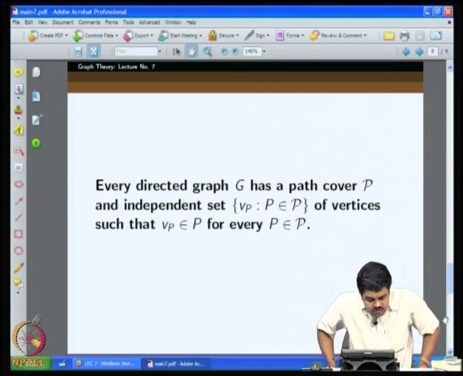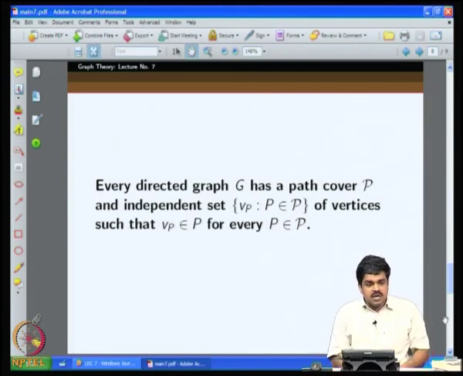We have seen that in the undirected case, we could make an independent set from the paths in the minimum path cover by picking up the end vertices of each path, the terminal vertices, that is what we usually call them. The last vertex of the path is the terminal vertex. Picking up the terminal vertex of each path, we proved that that is going to form an independent set. But in the directed case, there is no guarantee that if we pick up the last vertices of each path, they are going to form an independent set.